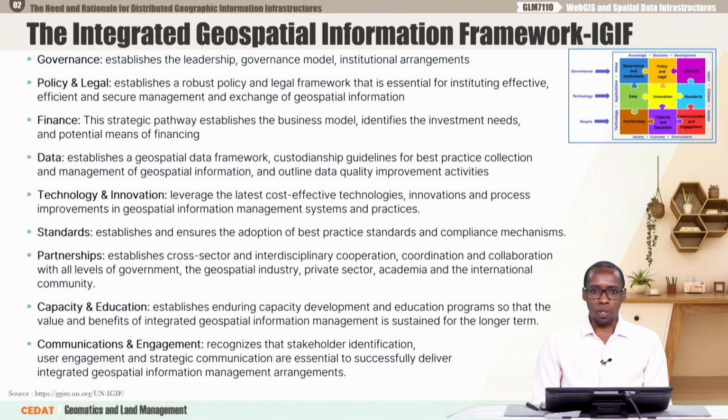What is the business model for the NSDI? What is the value proposition of the NSDI? It also identifies the investment needs and the potential means of financing.